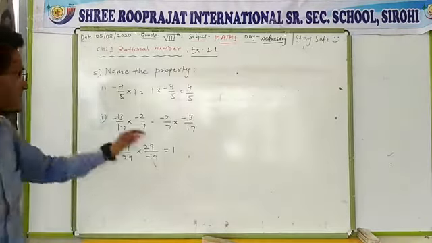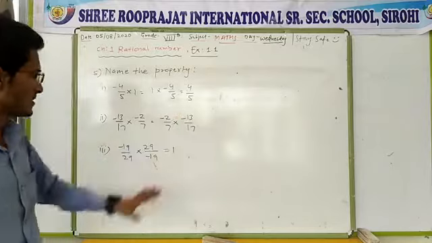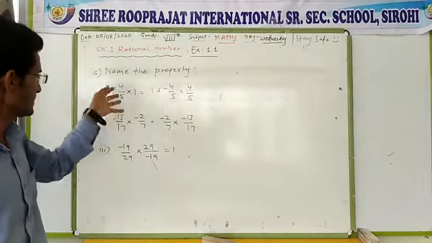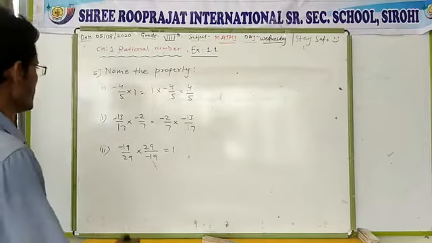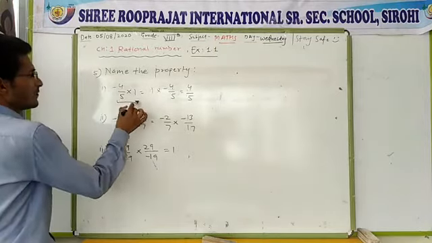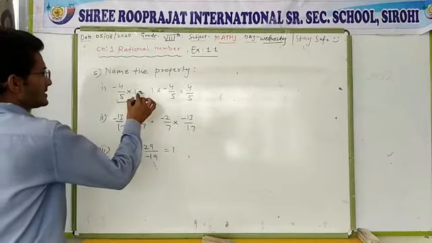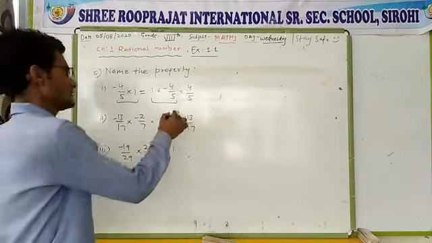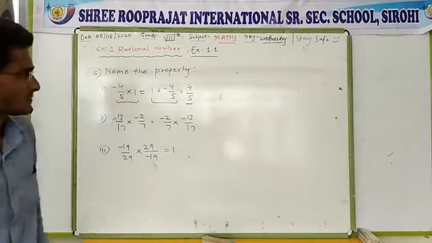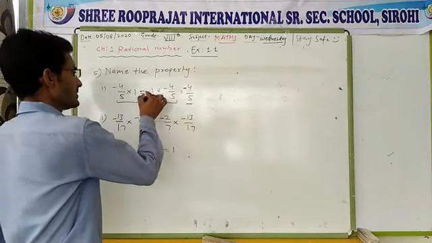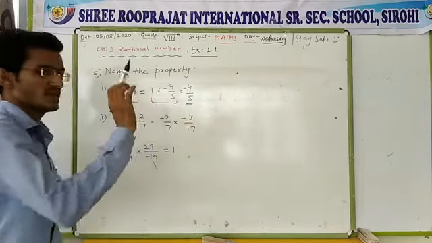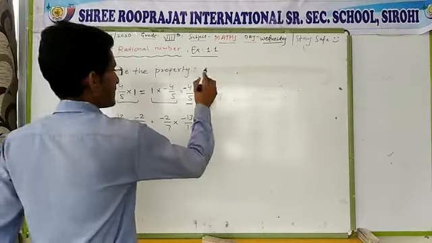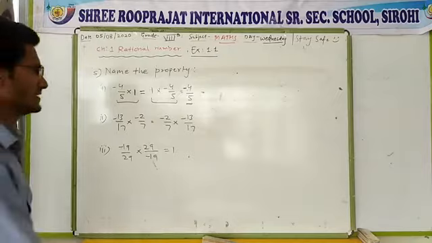Okay, yeah, so question number 5 is name the property. Three questions are given. You have to name the property, that is, which property is used in that question. Very easy. You can see 4 by 5 multiplied with 1 is equal to 1 multiplied with minus 4 by 5, and it always remains minus 4 by 5, because whenever you multiply with 1 you get the same number. The property is called the multiplicative identity.